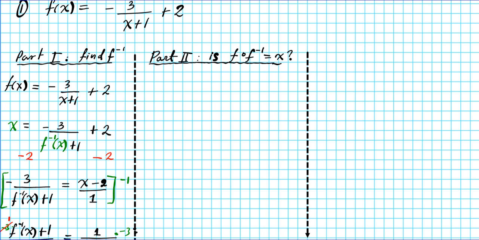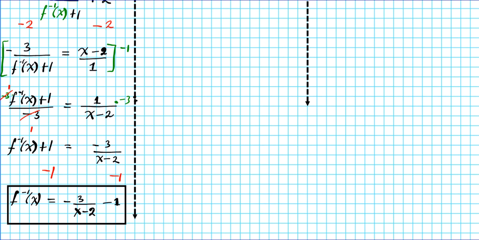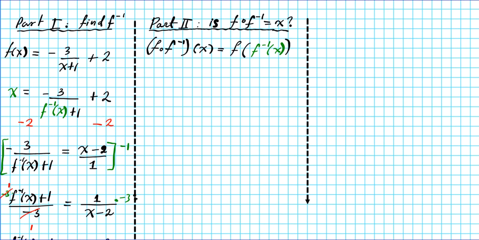So let's go ahead and carry out this verification. We'll start out by writing out the formula, the expanded form of this condensed composition notation. f of f inverse of x is equal to f of f inverse of x. So the question is, what does this mean? This means we're to take the inverse function that we found, negative 3 divided by x minus 2, minus 1, and substitute it into all the x's in f of x.